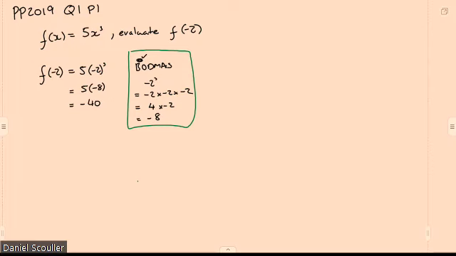You don't need to do that to get the correct answer. Remember, that's only a wee 2-mark question. You get a mark for knowing that you had to substitute it in, and then you get a mark for the final answer. So just a wee 2-mark question. Okay, so remember.